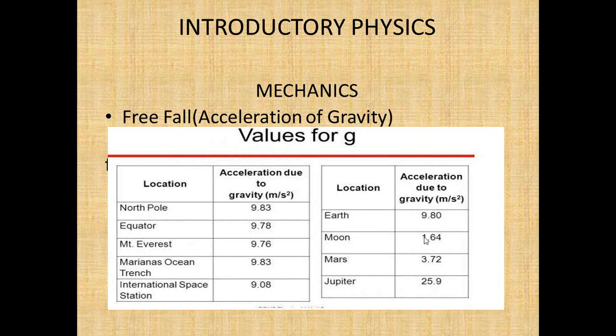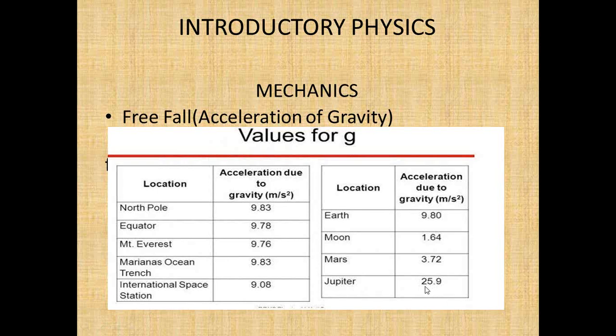So the acceleration due to gravity on the moon is 1.64 meters per second squared. On Mars, 3.72, still low. On Jupiter, it's tremendous. So if you don't like to be heavy, don't think about going to Jupiter, because your weight will be about 3 times what it is.